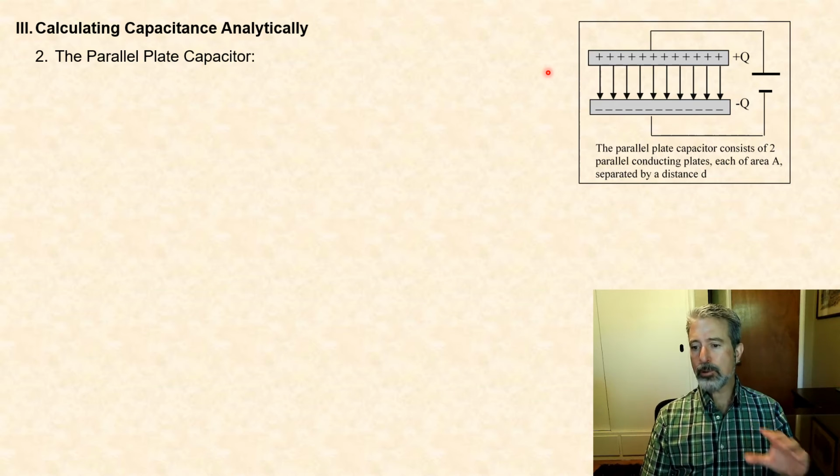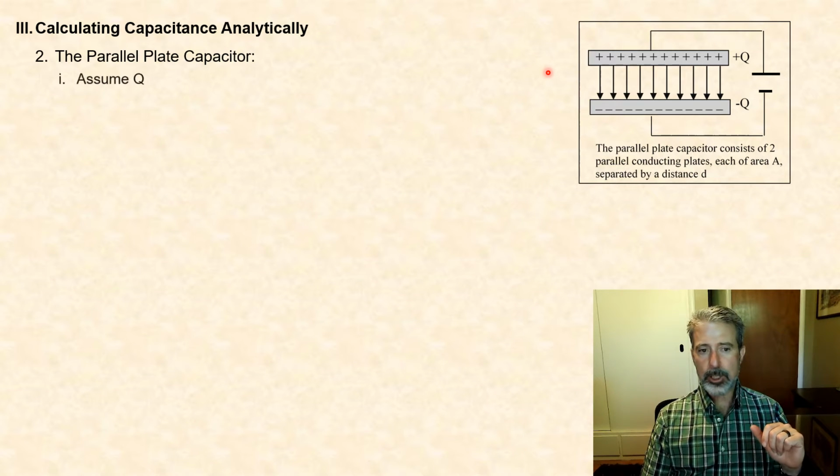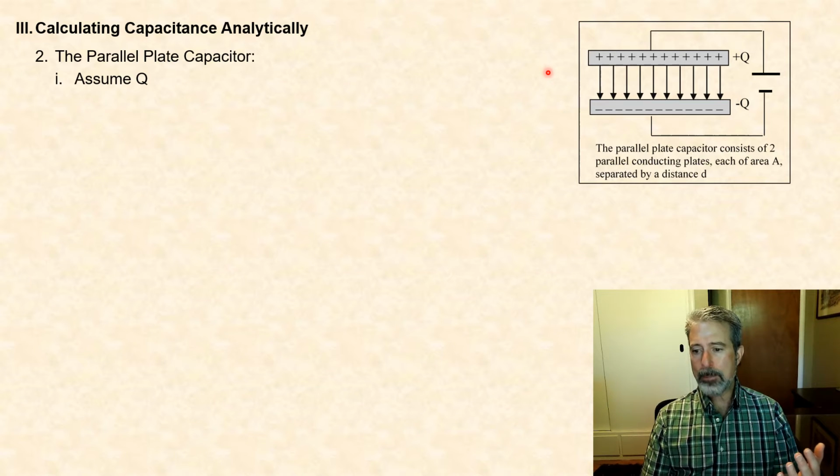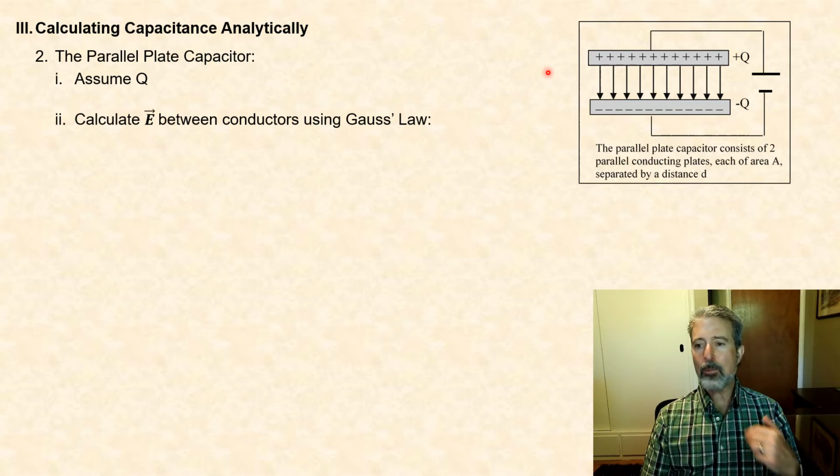So let's take this approach that we outlined on the previous slide. We're going to assume that each plate gets charged equal and oppositely, with a magnitude of charge Q. We're now going to calculate the electric field between these conductors using Gauss's law. Now, we've done this previously, but hey, you can never get too much review here. So we'll quickly go through this process because we're experts at it by now.